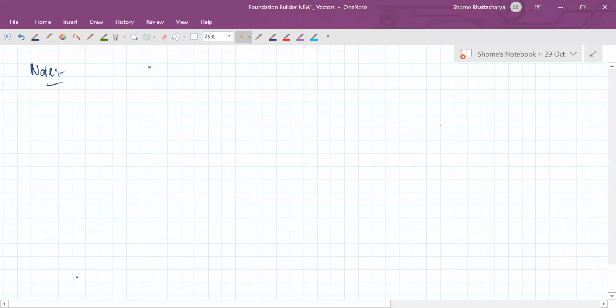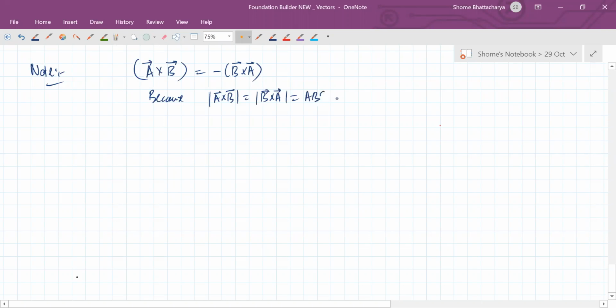One is that cross product is non-commutative. That means A cross B is not equal to B cross A. It is minus of B cross A, because magnitude of A cross B is equal to magnitude of B cross A, which will be AB sine theta. But their directions are opposite.